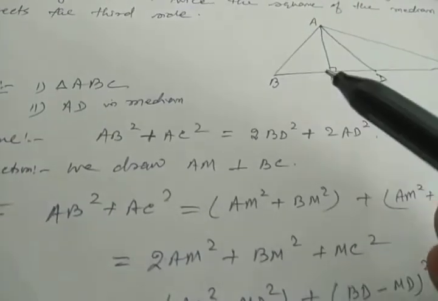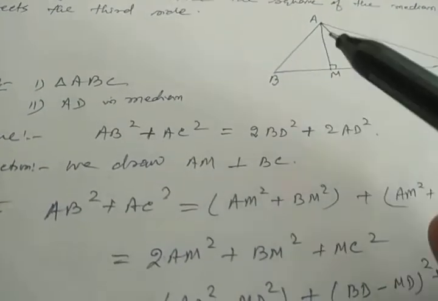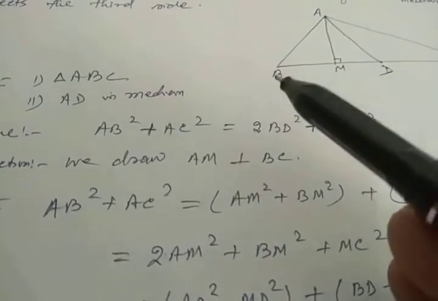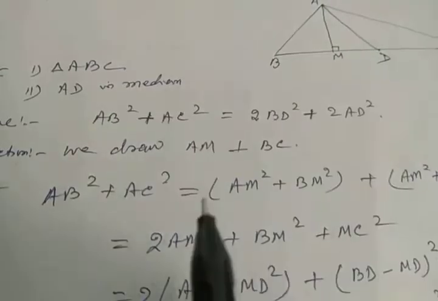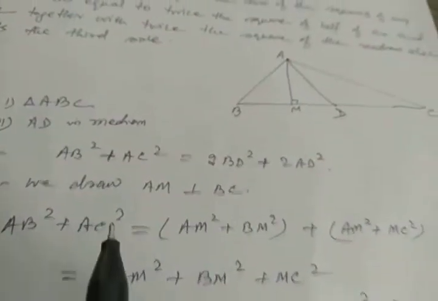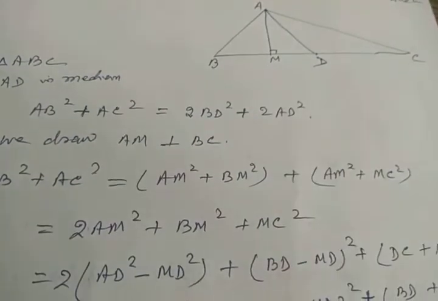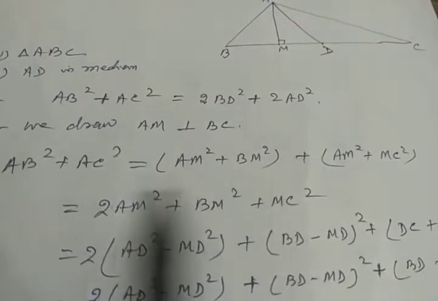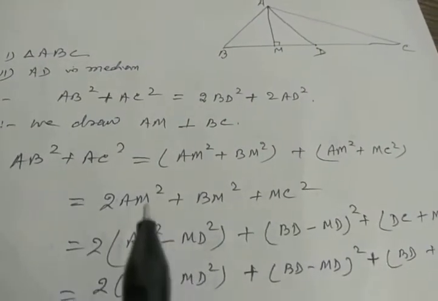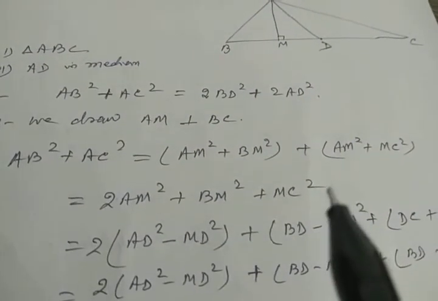Now, see this right triangle. AB square can be written as AM square plus BM square. Now, AC square can be written in the same way as AM square plus MC square. Written here. Now, change the bracket. So, 2AM square plus BM square plus MC square.